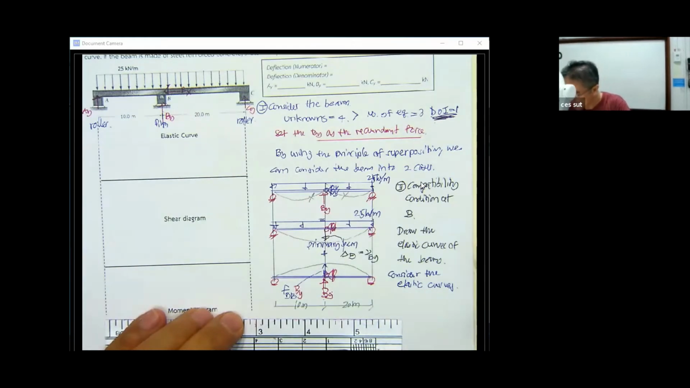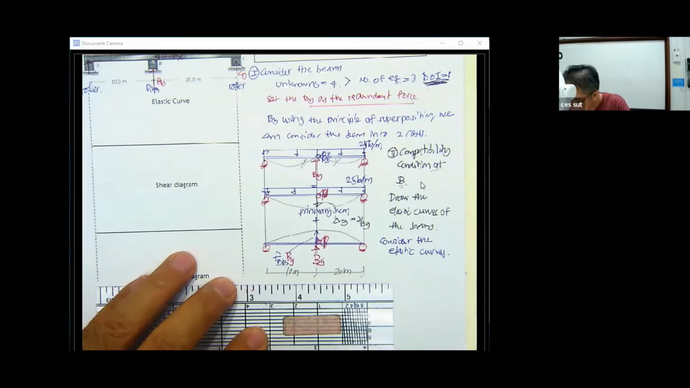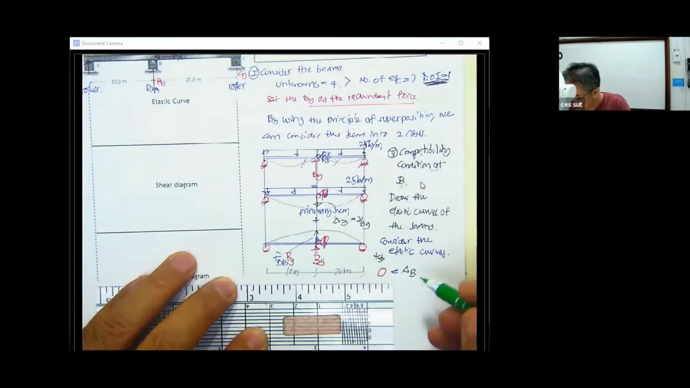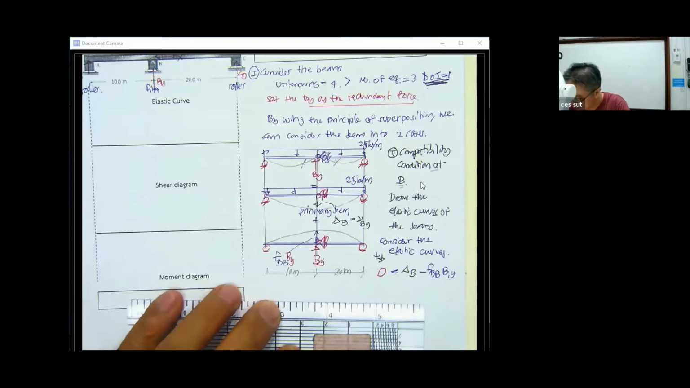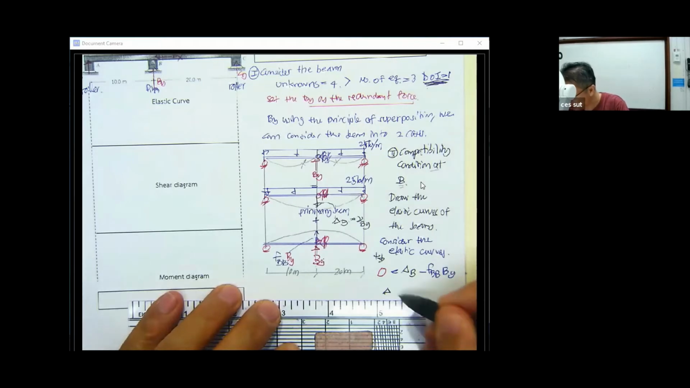At point B, the deflection here is going to be 0. So we have the deflection here equal to 0, and then the deflection here is going to be delta B. If we set downward as positive, this one is going to be negative, minus f sub b sub y. What we have is the compatibility condition, in which we are going to determine b sub y.